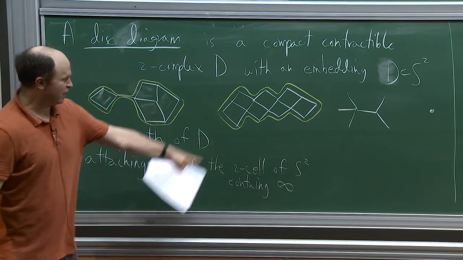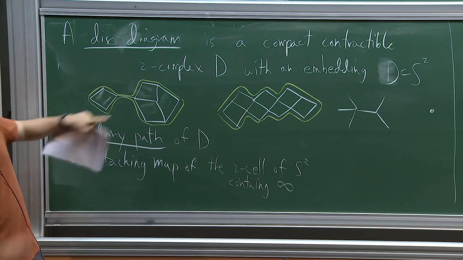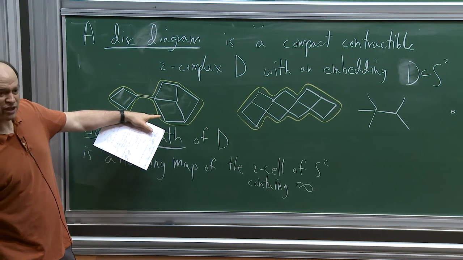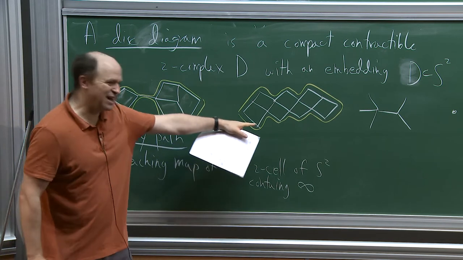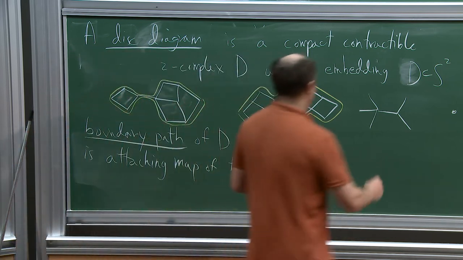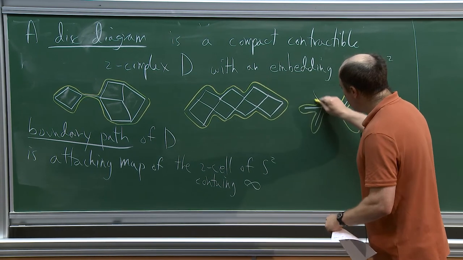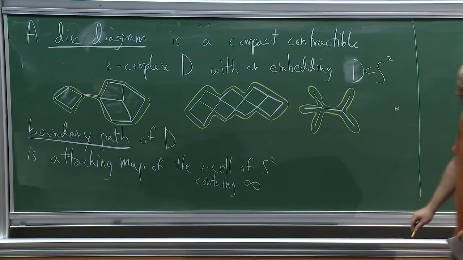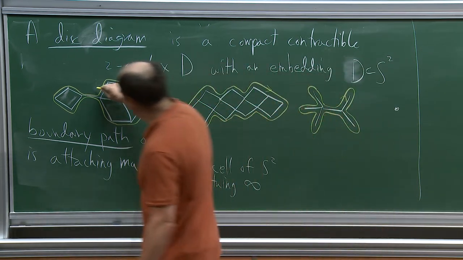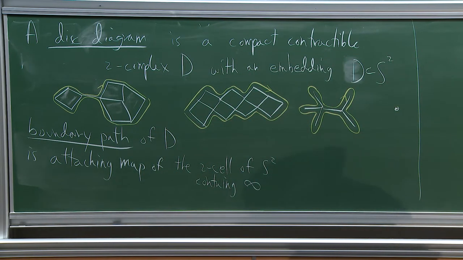I guess I didn't really need to use this nifty way of catching it, but it's useful for this guy because there's more than one embedding of this two complex in the two sphere. This one basically has only one embedding. There's that, and then you could reverse the orientation. And this has many embeddings. So you could say that if you had declared what the boundary cycle was, and I'm not going to be fussy about the orientation. Okay, here are the trivial boundary path.